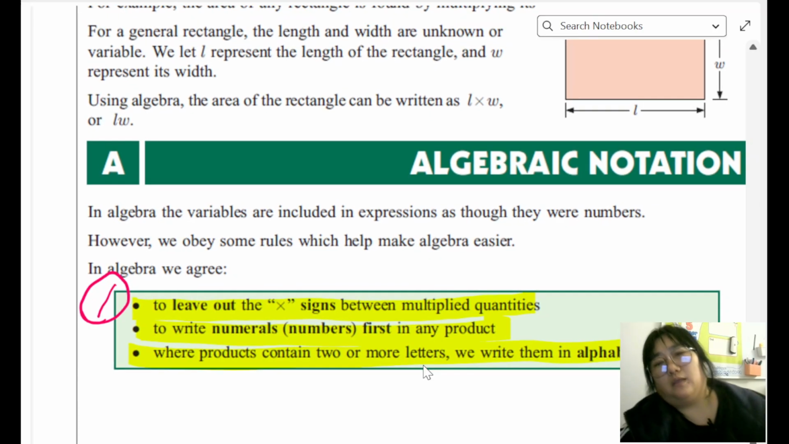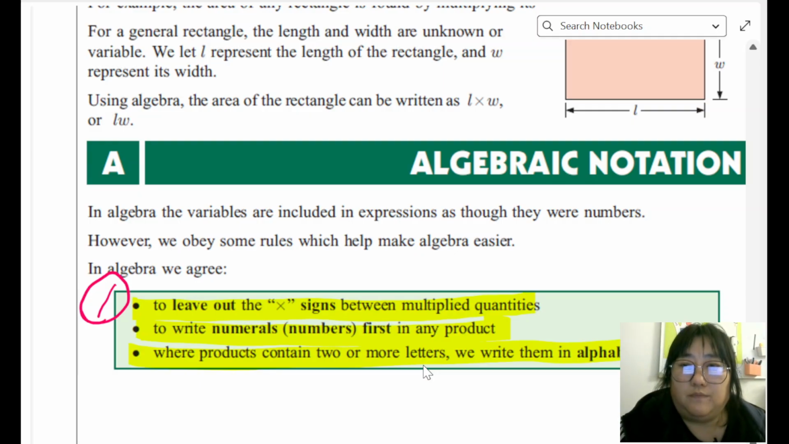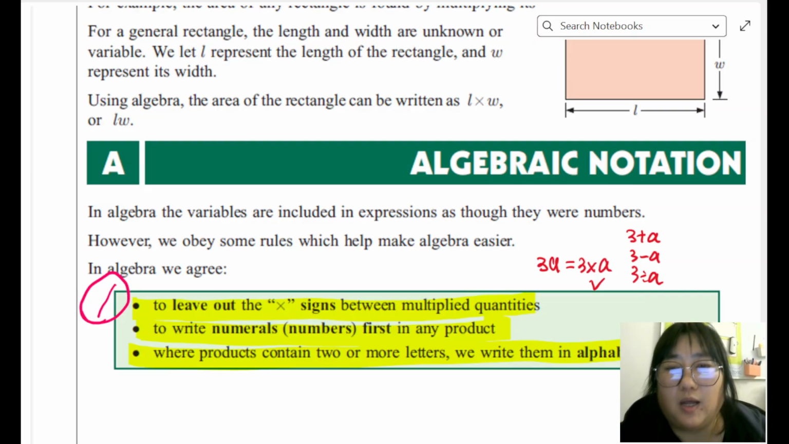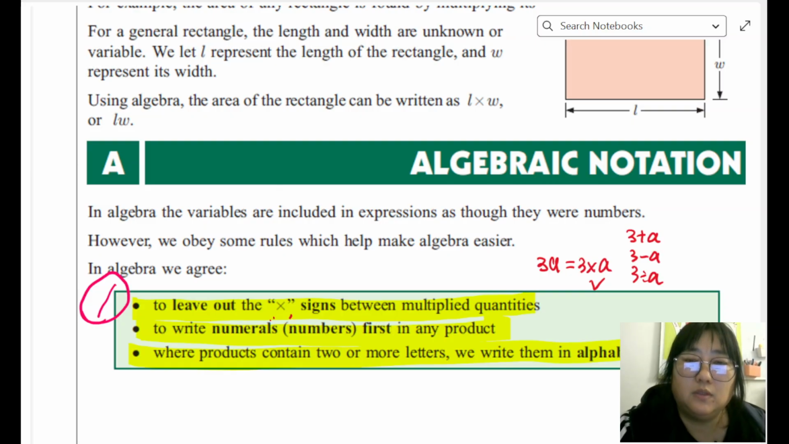This one I call the algebra laws. We have 3 basic laws. The first one is the times sign can be left out between the multiple quantities. What that means is if the students see 3a, that means 3 times a. It's not 3 plus a, not 3 take a, not 3 divide by a. It's only 3 times a. Why? Because only the times symbol can be left out.